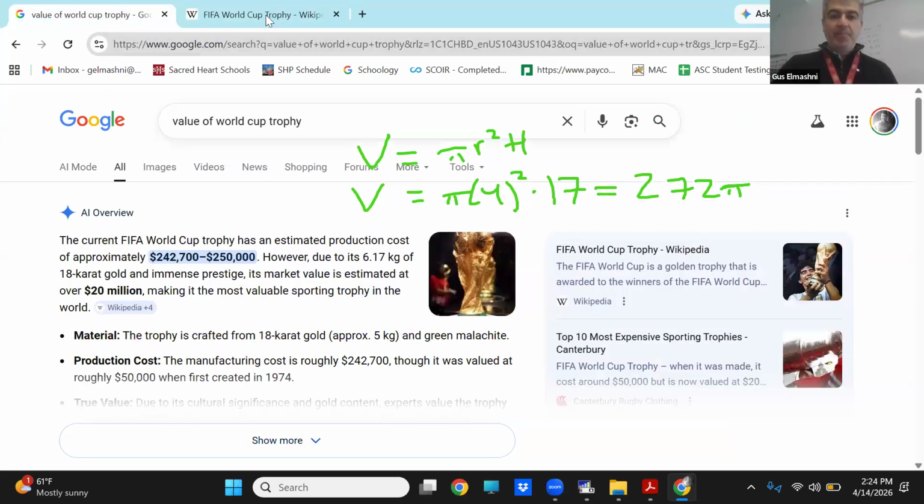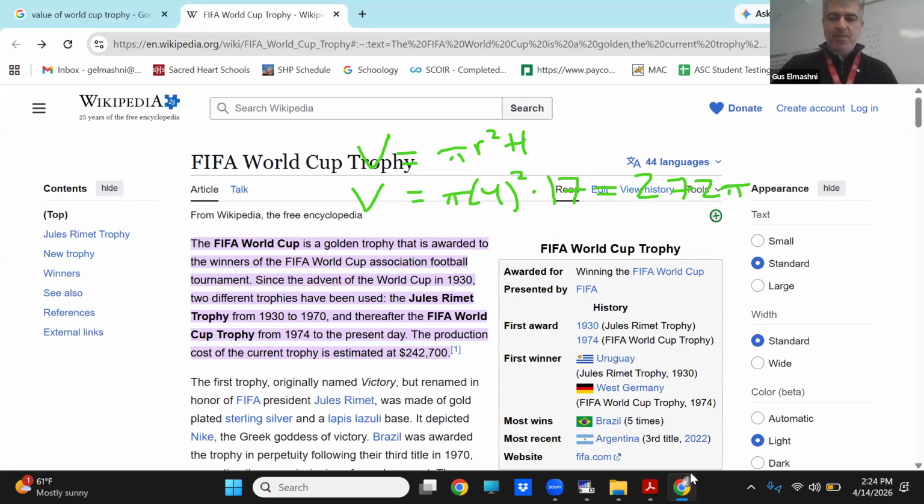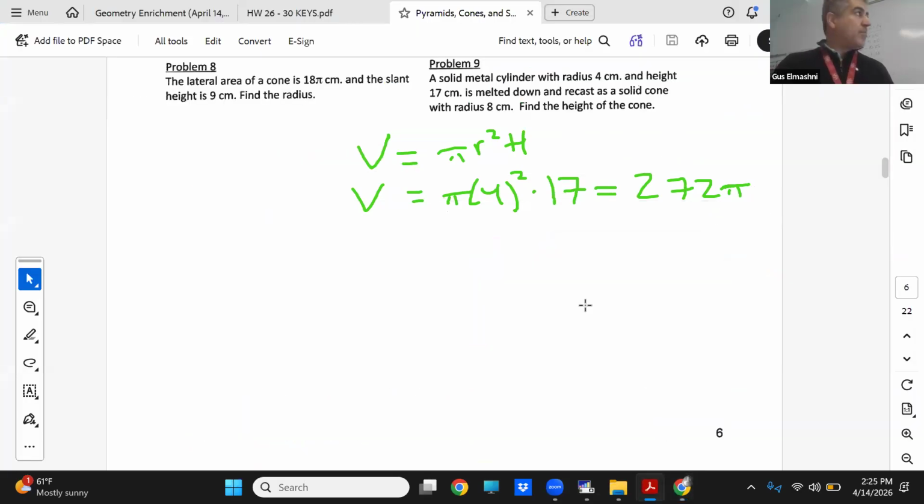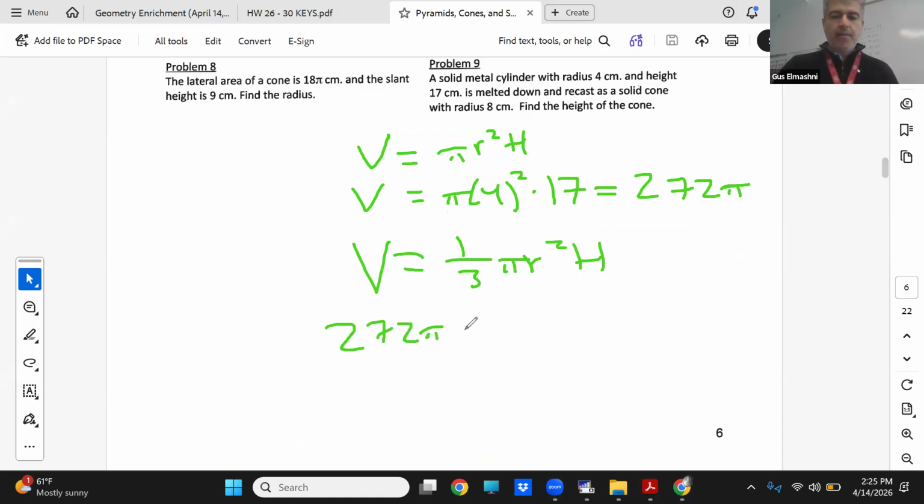Anyhow, let's go back to the problem. So you should be getting 272 pi, right? And then the volume of the cone is this formula, right? 1/3 pi r squared h. So 272 pi equals 1/3 pi. And what's the radius of the cone? 8, right? Okay.